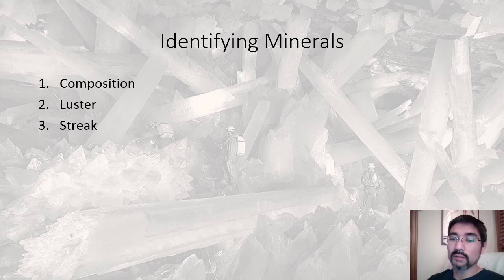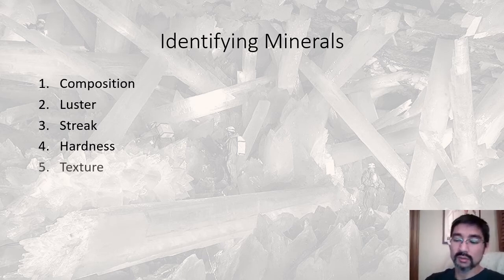Streak is a way of testing minerals by rubbing them against a hard ceramic plate called a streak plate. They'll leave a certain color. The different colors correspond with different minerals. Hardness is what it sounds like. It's basically how hard a mineral is or is not. The hardest mineral that we have on Earth is diamond, and with some of the softer minerals you can scratch the mineral with your thumbnail. So they range from really soft minerals like talc to super hard minerals like diamonds.